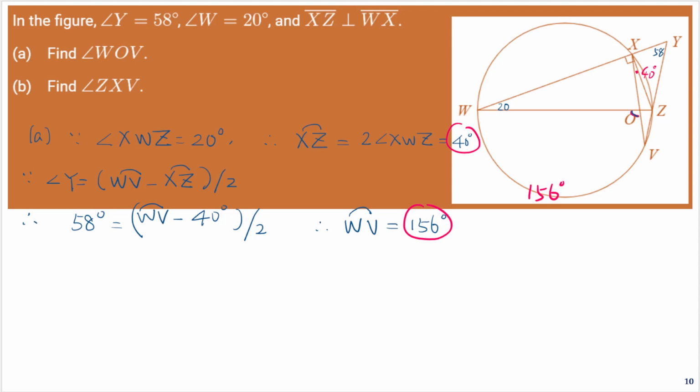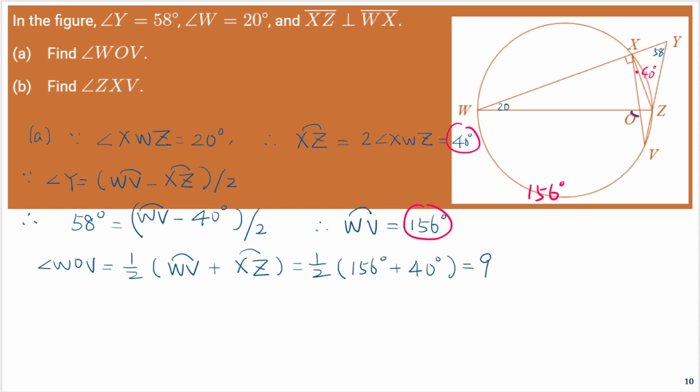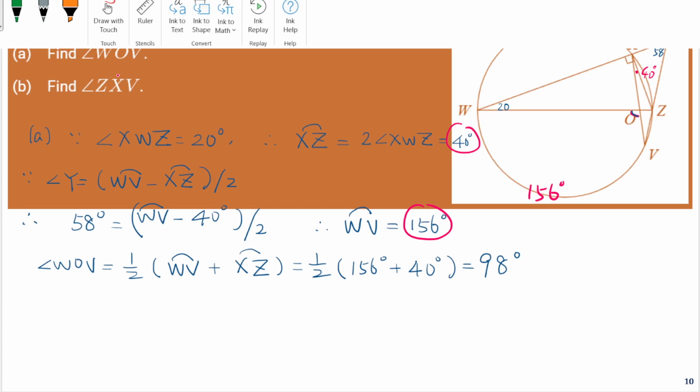So that means we can find angle WOV. WOV is the point of intersection between the two chords, so angle WOV should equal 1/2 of the sum of the two corresponding arcs, which is arc WV plus arc XZ, right? And this gives us 1/2 of 156 degrees plus 40 degrees, and that gives us 90 degrees. That's the measure of angle WOV, right?